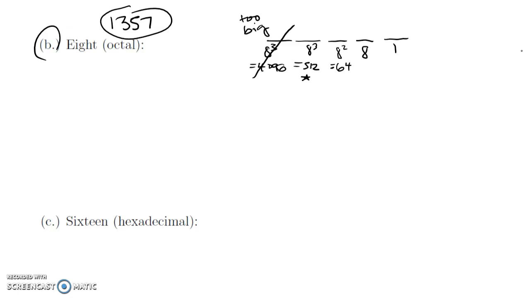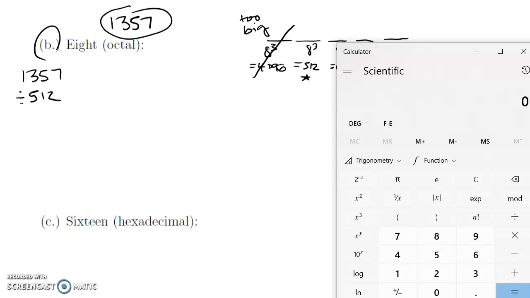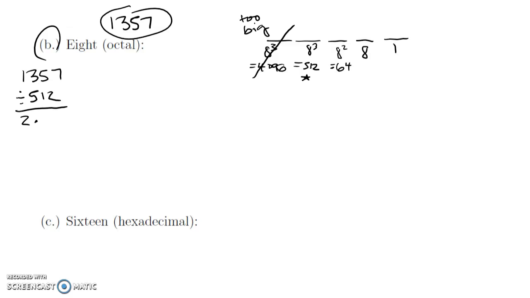Now we have to figure out how many 512s fit into 1,357. We could just guess and multiply 512 by different things, or we can do it with a division. So if we divide 1,357 by 512, let's pull our calculator back up. We need to divide by 512. Notice we get 2 point something. Now remember, all we want is the whole part of that number. So 2 whole times is how many times 512 goes into 1,357. So up here in this position, there's a 2. We need 2 copies of that number.